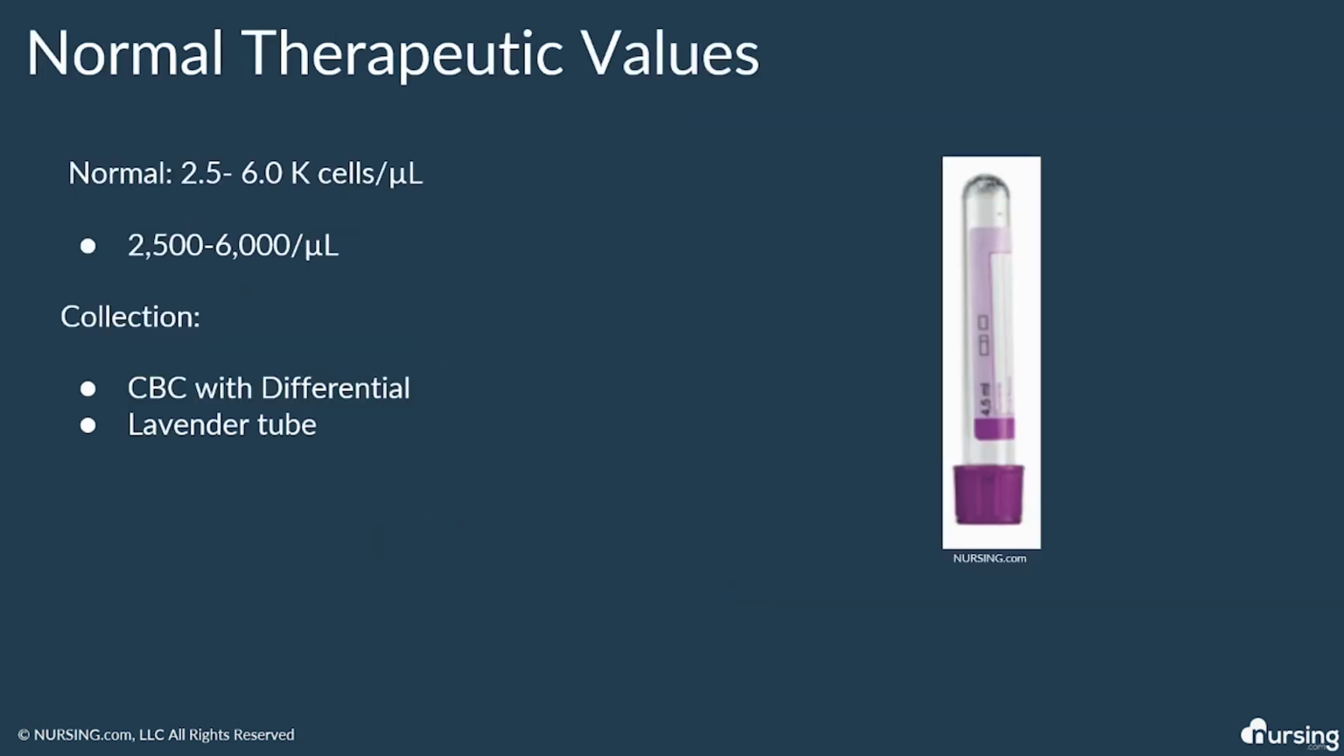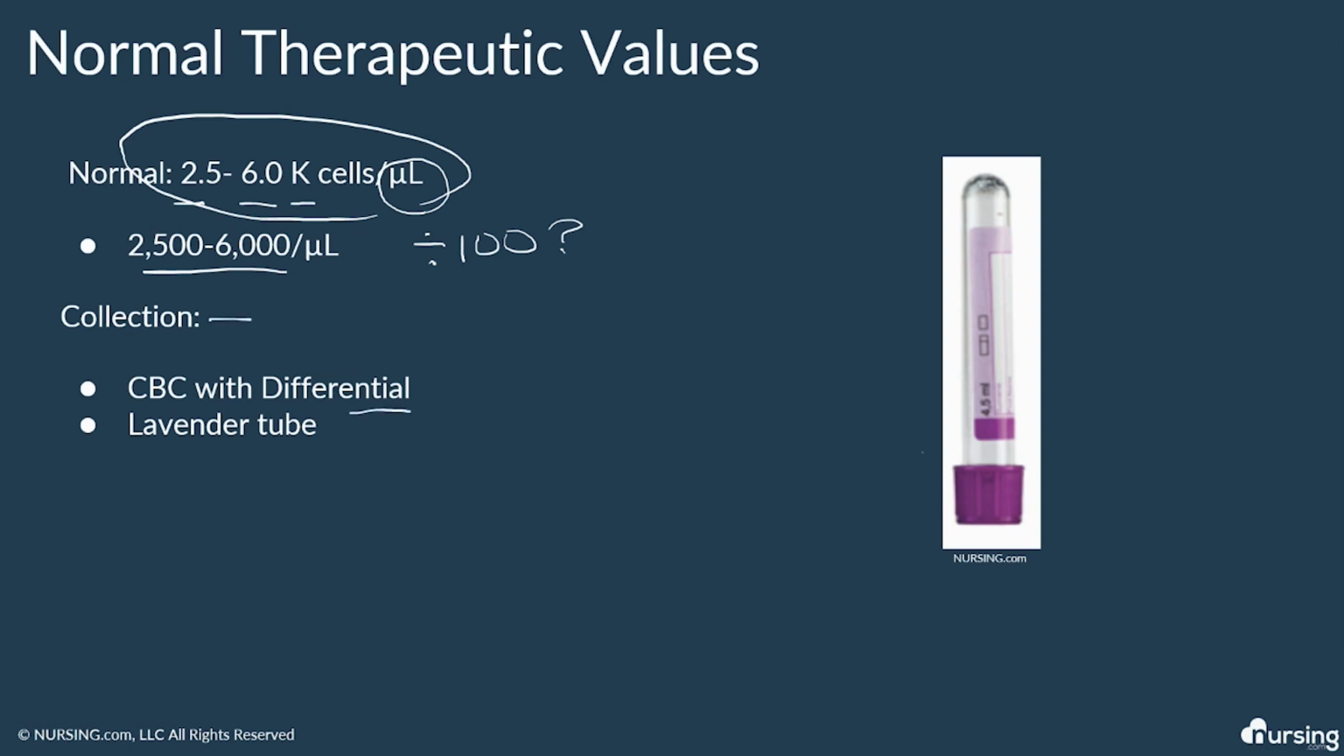A normal value is between 2.5 and 6,000 cells per microliter. Remember how I talked about it being divided by 100 sometimes? That's how this value would be reported. Whereas if the reporting agency doesn't divide it by 100, you would just see it here in the thousands. Collection is done with a CBC with differential, and that's going to be taken in a lavender top.